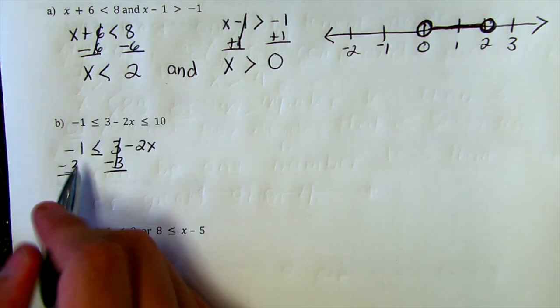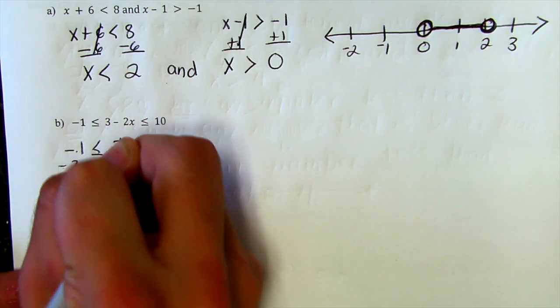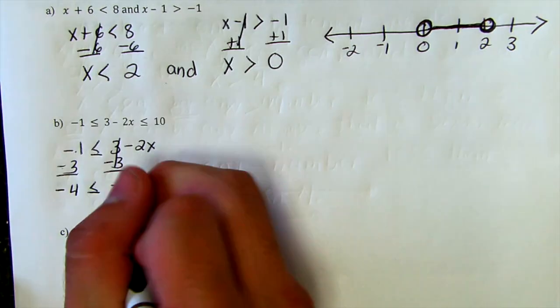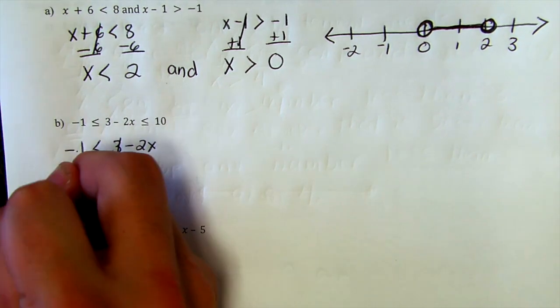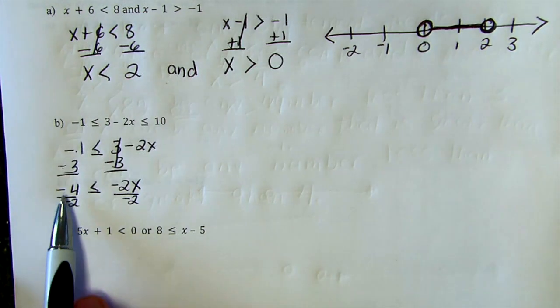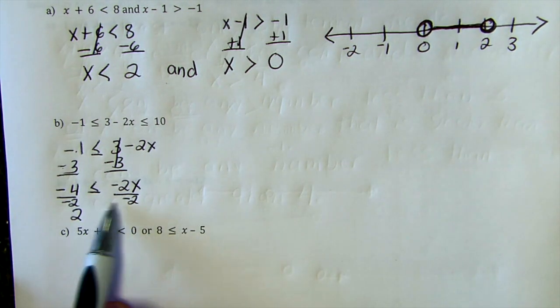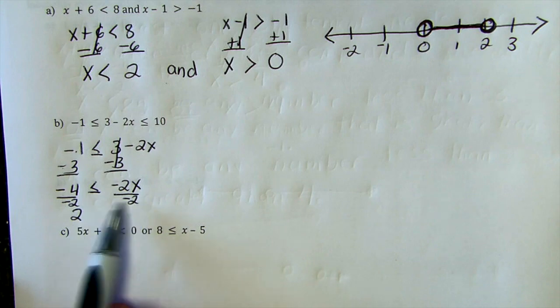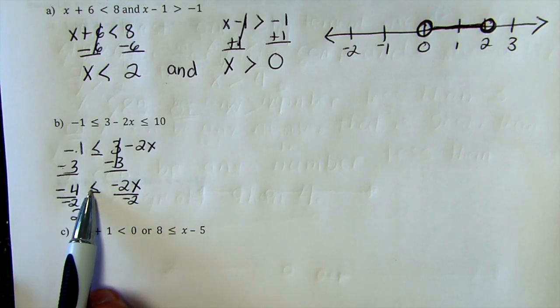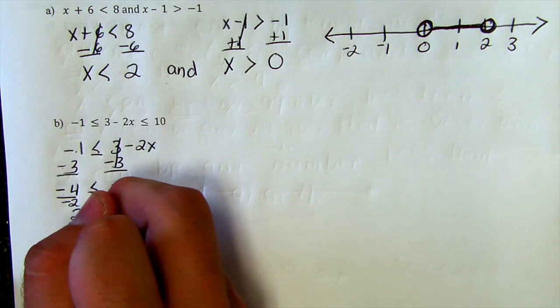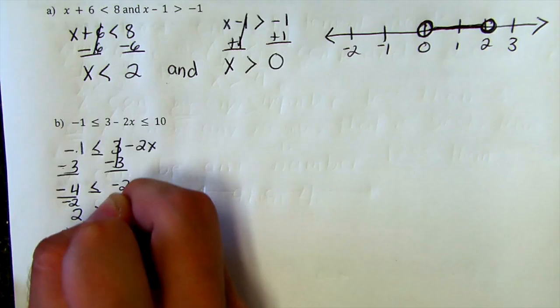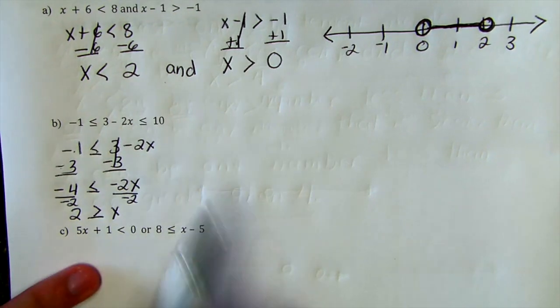So 3 minus 3 would cancel. Negative 1 minus 3 is negative 4. It's less than or equal to negative 2x. Then to get x, I'm going to divide both sides by negative 2. Negative 4 divided by negative 2 is positive 2. But since we divided by a negative number, remember that when you multiply or divide both sides by a negative number, you have to flip the inequality sign. So instead of less than or equal to, it'll be greater than or equal to x. So there's one solution to our inequality.